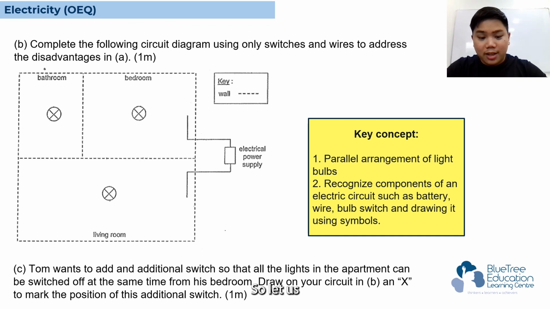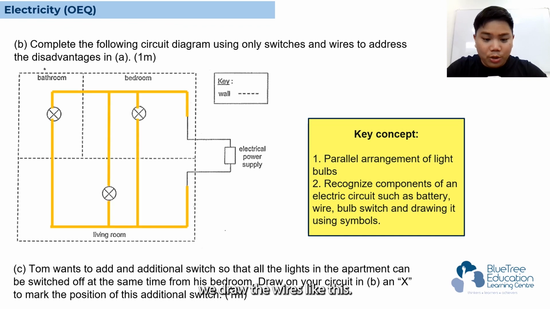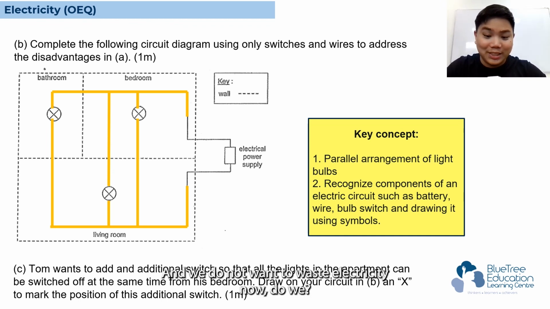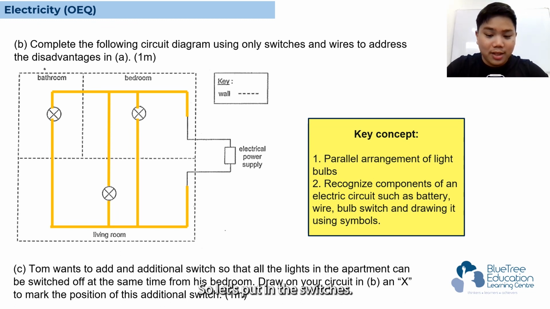Let us begin by first drawing the wires. We want them to be in a parallel arrangement, so this is how we draw the wires, like this. Now we are still missing one thing, and that is the switches. Because if we can't switch it off, then it would always be on, and we do not want to waste electricity now, do we? So let's put in the switches.